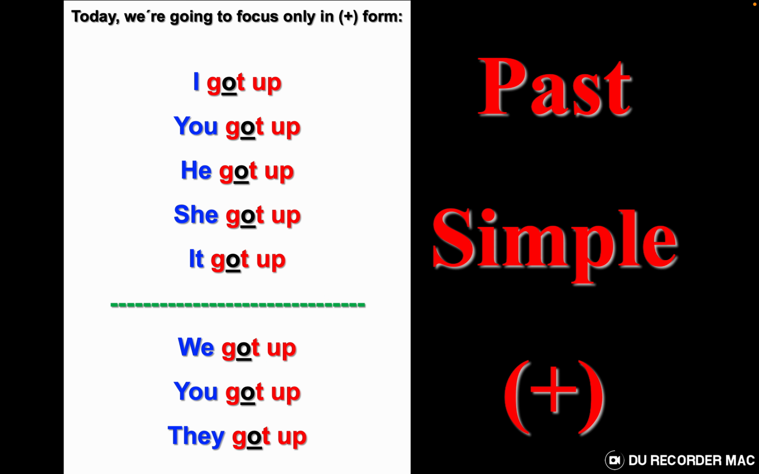Get up. Before we saw get, the past got, the same. So get up, got up. Let's see got up with all subject pronouns. I got up, you got up, he got up, she got up, it got up, we got up, you got up, they got up.